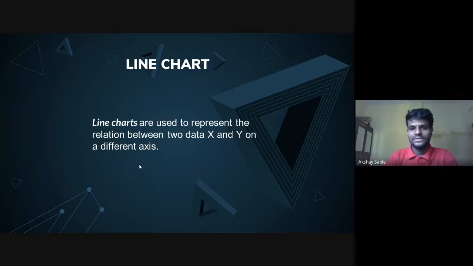Line chart is the simplest chart we are going to see. Line charts are used to represent the relationship between two data x and y on different axes. This is nothing but a comparison of two data sets, which we compare on the x and y axis.